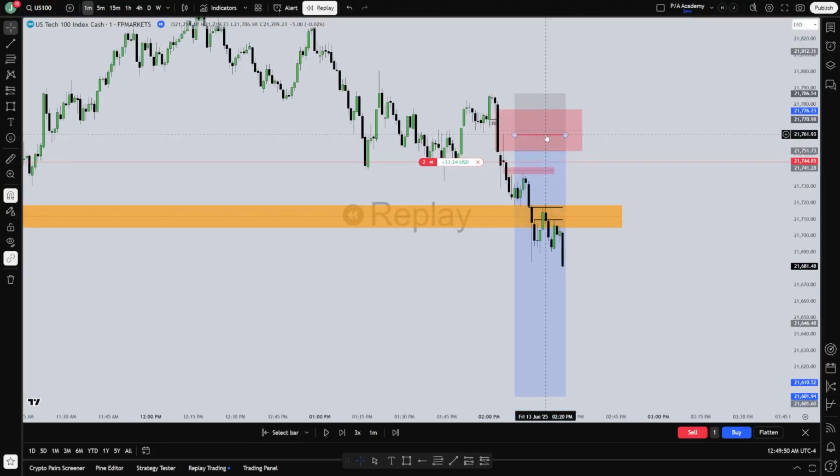This is a good sign for me to trail my stop lower. I could trail it down. I would trail it down above this fair value gap. So what I see right now is we held this fair value gap and this larger time frame fair value gap, as well as this one.